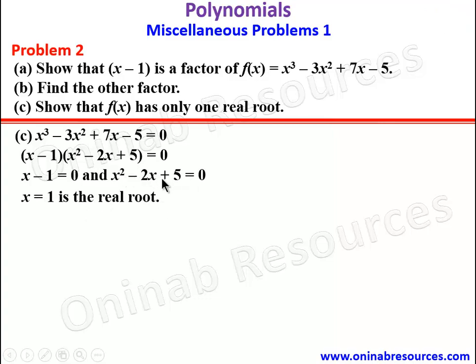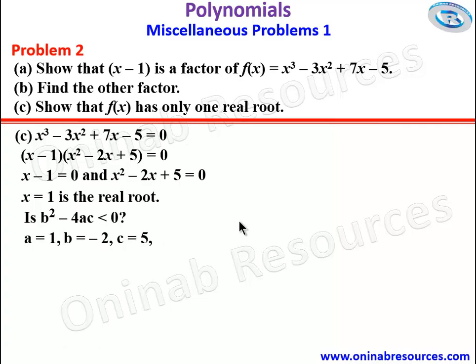We now verify. What are we verifying? Is b squared minus 4ac less than 0 from the second factor? So what is our a? Our a is 1, our b is negative 2, and c is 5. We substitute into this. If it gives a negative number, then the roots of this quadratic equation, which is a factor of the polynomial f of x, will have complex roots.